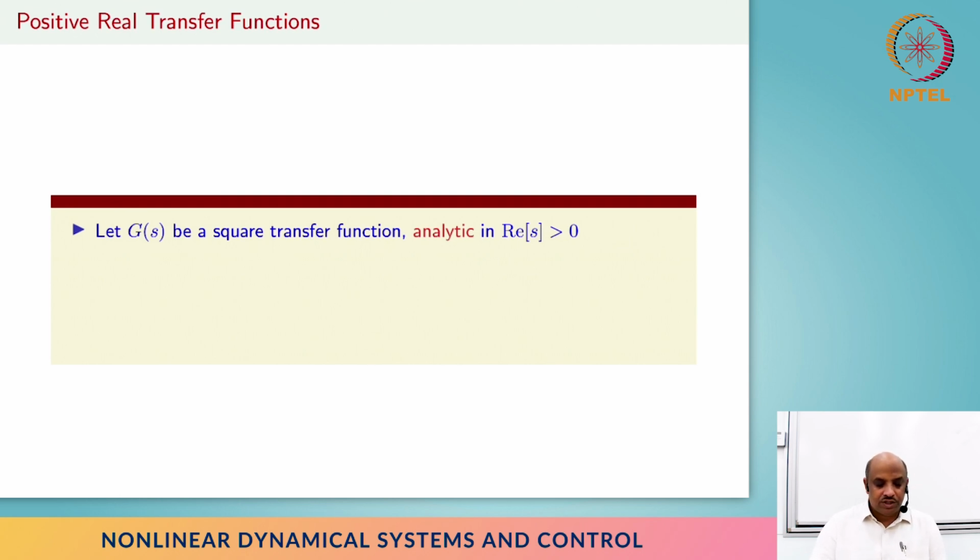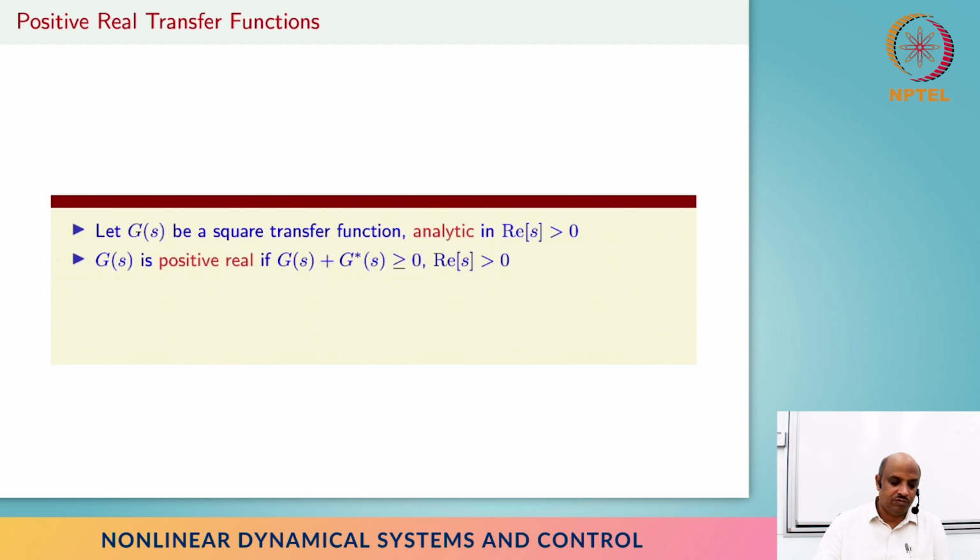So let G(s) be a square transfer function, analytic in the positive real side of the complex plane. Let's not worry too much. Analytic simply means it has a first derivative, which means it has all kinds of derivatives after that. It also means one can expand the Taylor series. For the time being, let's say it's a nice condition that we want satisfied, and most transfer functions we deal with in regular systems will be of that form.